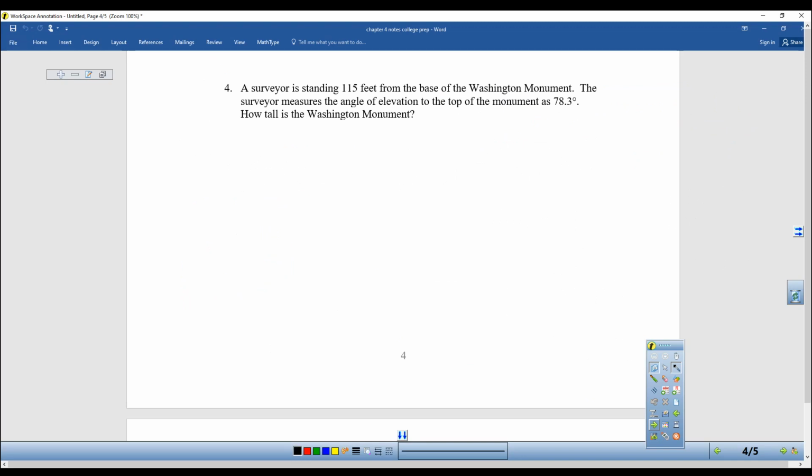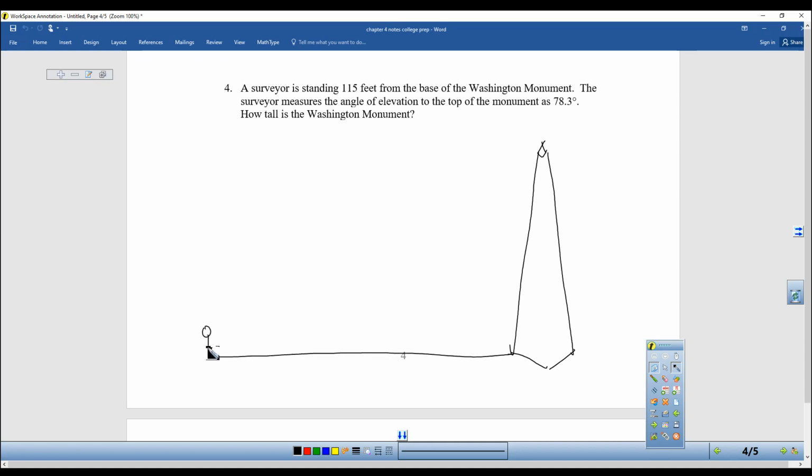Number 4, a surveyor is standing 115 feet from the base of the Washington Monument. Washington Monument is totally cool, right? Looks like that. He's standing 115 feet away. And he measures the angle to the top as 78.3 degrees. How tall is the Washington Monument?